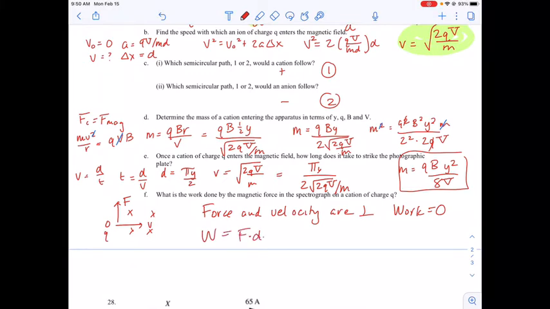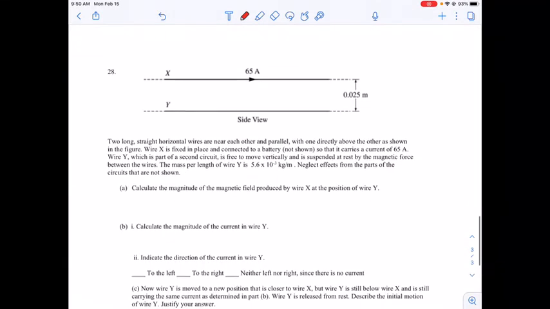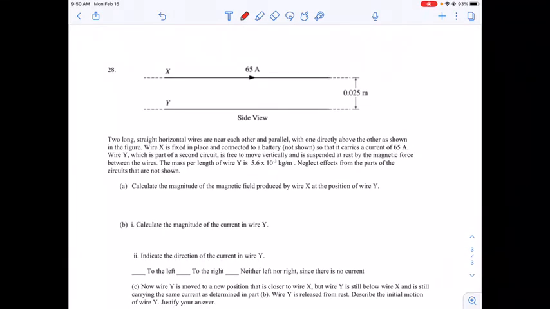Remember that work is equal to F D cosine theta. So if theta is 90 degrees, the cosine of 90 is 0, so no work would be done in that scenario. All right, let's look at our last example problem here.